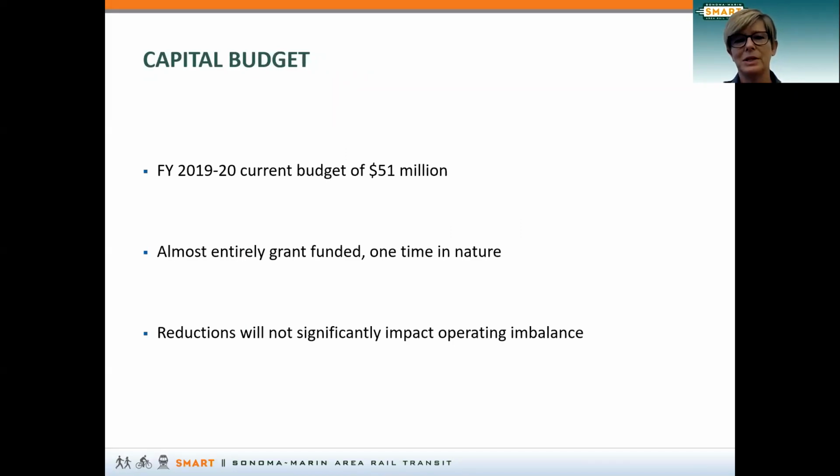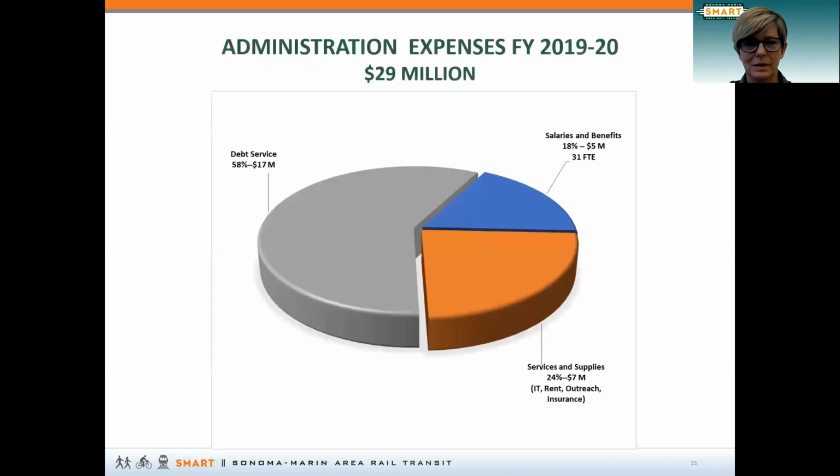For the capital budget, it's $51 million, and it's almost entirely grant funded. It's one-time in nature. It doesn't really drive that $9 million deficit that we were projecting in a few years. And so reducing the capital budget and our projects doesn't really impact our operating imbalance. For example, the Windsor project is funded by the state and by bridge tolls, not by the sales tax.